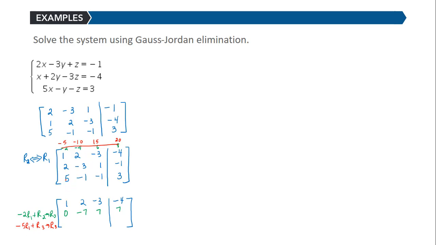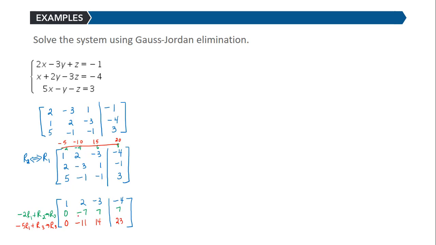So now I'm going to add those to the third row entries. So negative 5 plus 5 is 0. Negative 10 plus negative 1 is negative 11. 15 plus negative 1 is 14. And 20 plus 3 is 23. So I have a 1 with zeros below it.